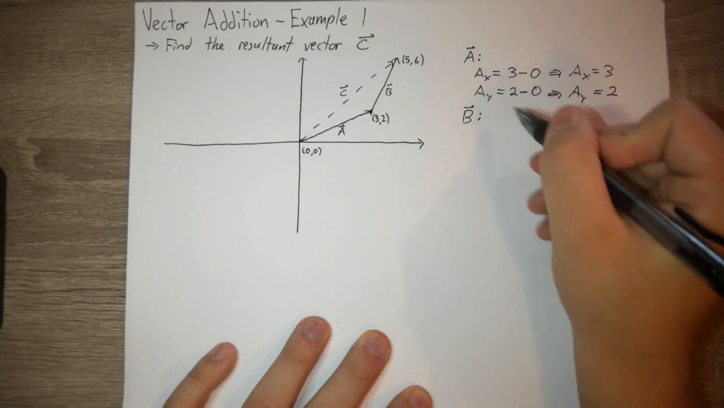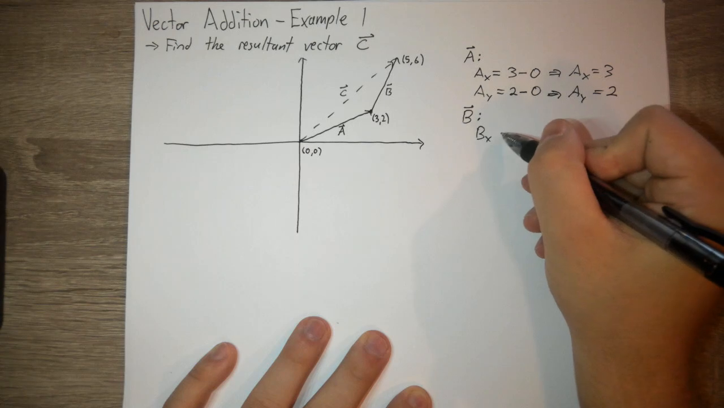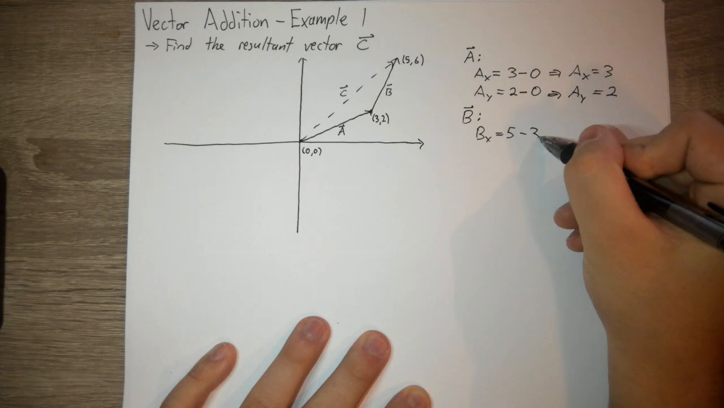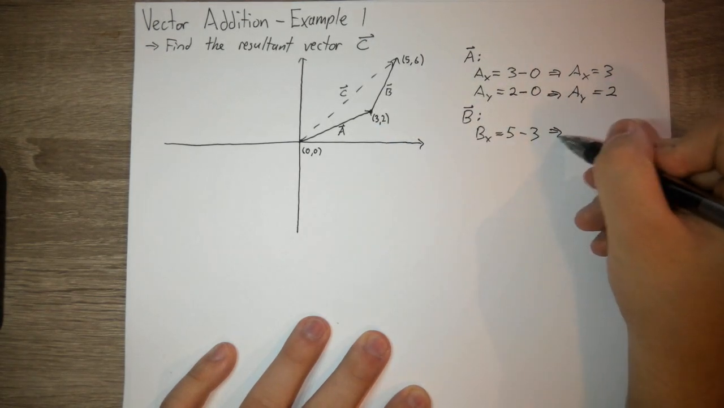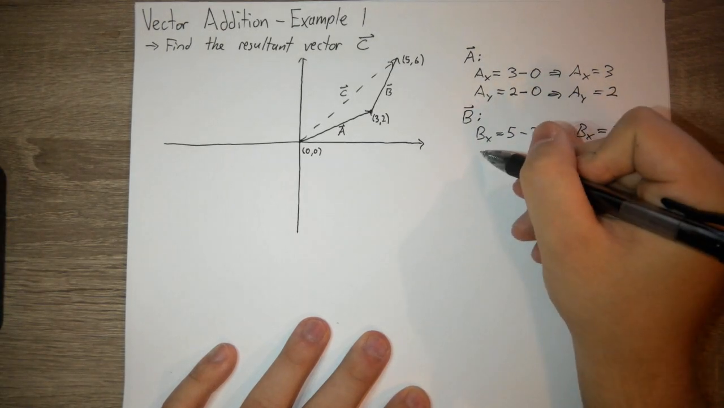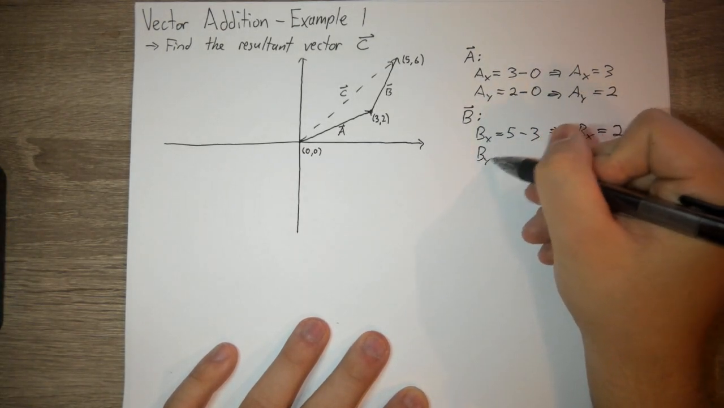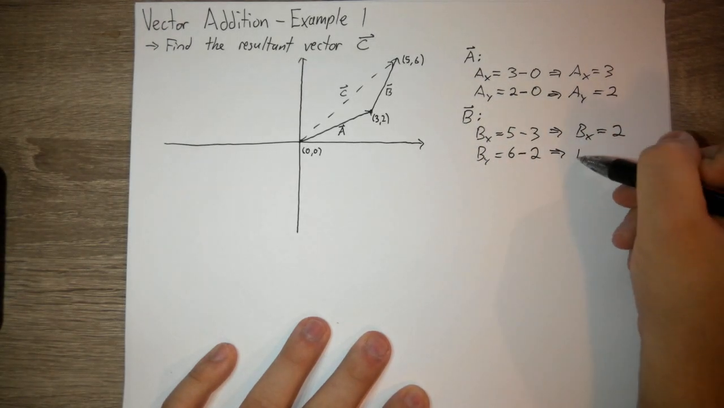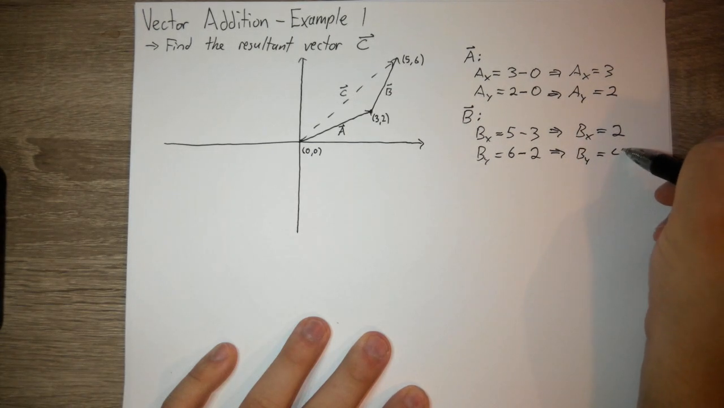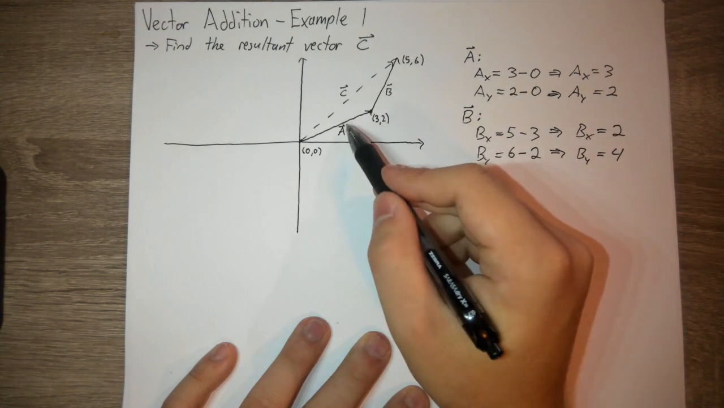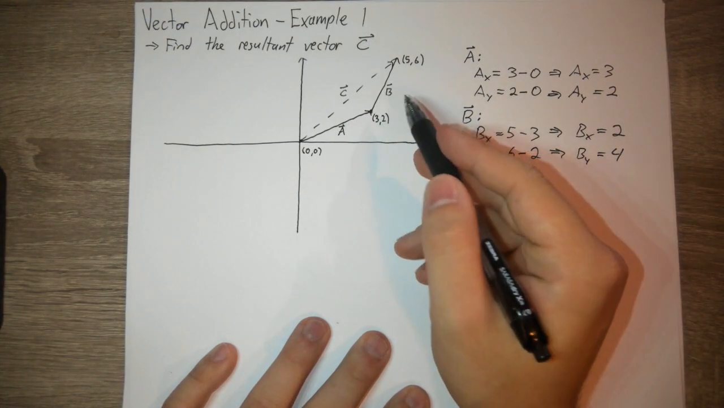Now let's do B. The x component of B is 5 minus 3, which is 2. And then the y component is 6 minus 2, which is 4. So now we have the components of both of our vectors which we're adding together.